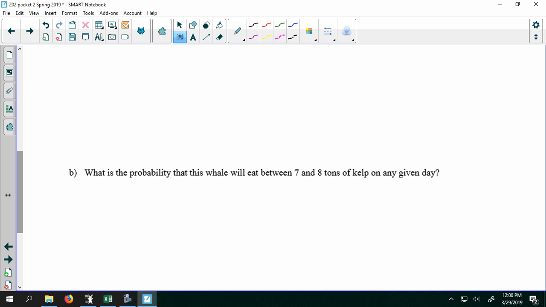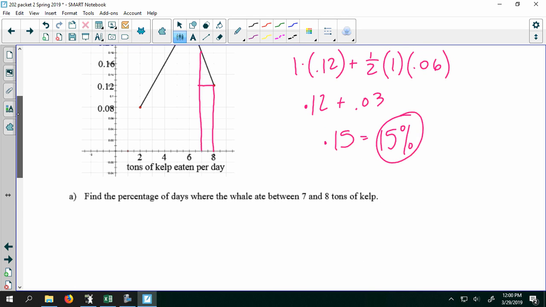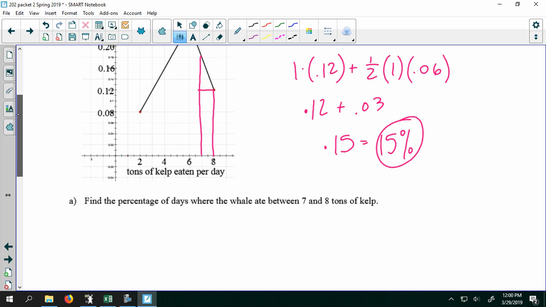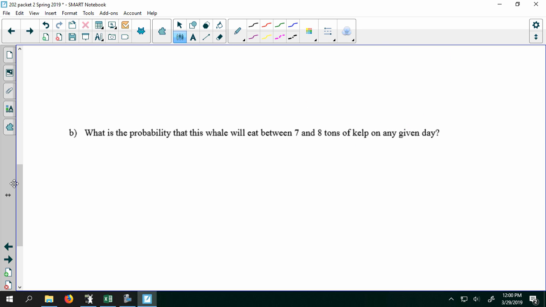And then part B, the probability that this whale will eat between 7 and 8 tons of kelp on any given day. Well, if on 15% of all days the whale eats between 7 and 8 tons of kelp, then the probability that on any random day it eats between 7 and 8 tons of kelp is 15%. It's really the same question as the previous.